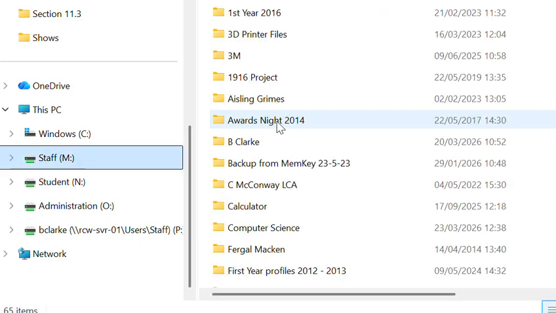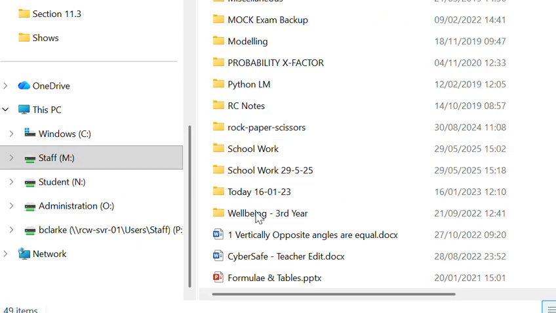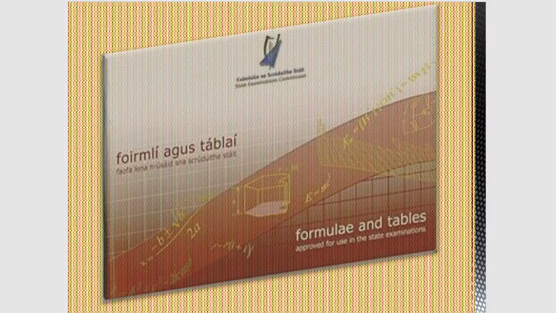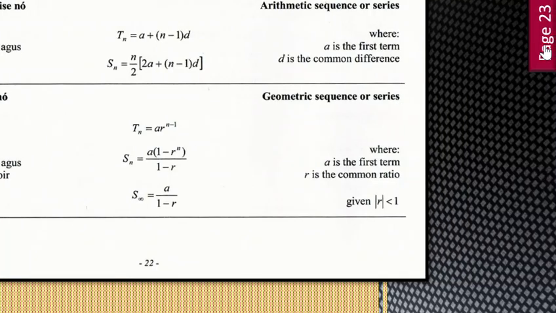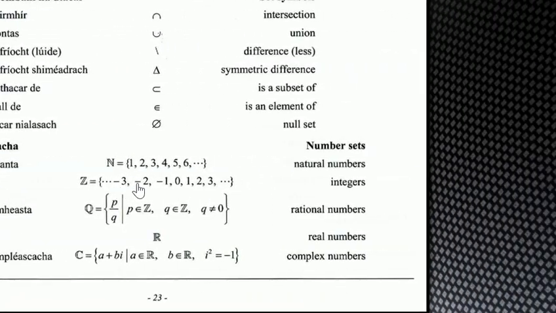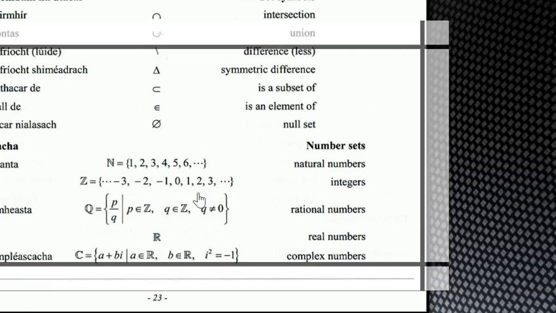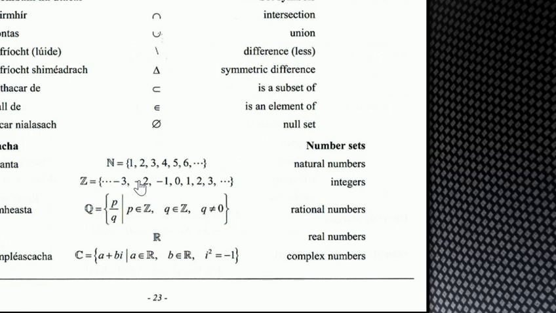So we're going to go to the formulas and tables here. At least I think that's what we got there. In our formulas and tables page, we've got sets and logic. I think this is the page. No, maybe it's page 23. So on this page, it fits in perfectly. If you notice this line here, integers, which is Z. Can you see what you see there? Basically, these are all positive or negative whole numbers.